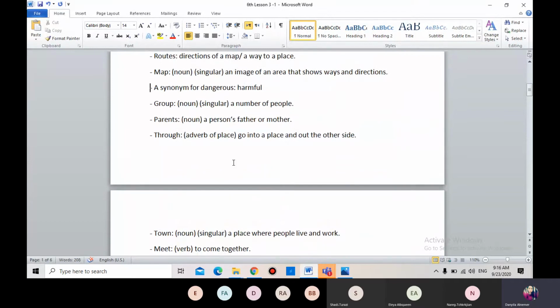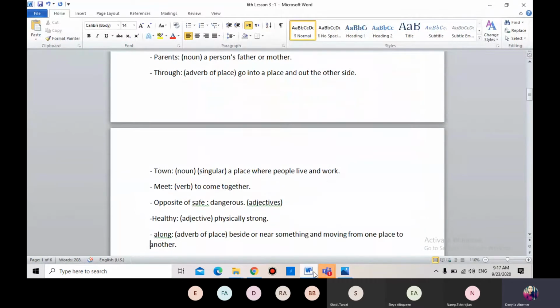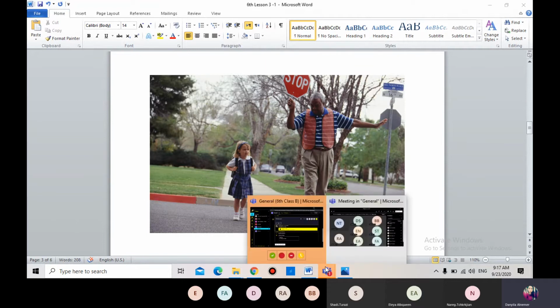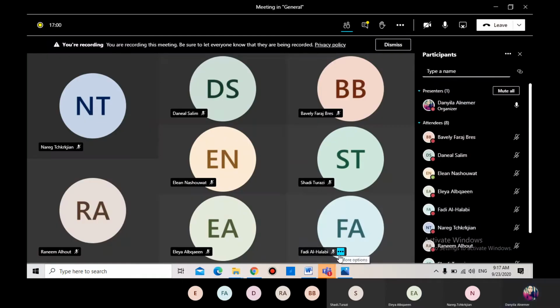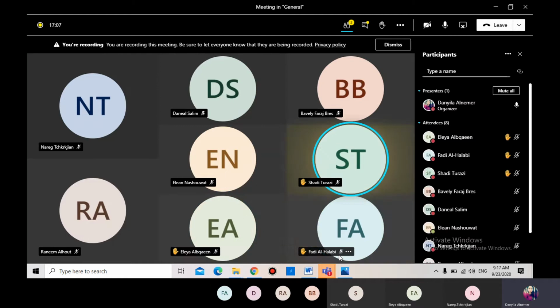Then we have a synonym for dangerous, harmful. What do you think? Crossing the street as a kid, as a child. Here we have this little girl crossing the street by herself. If she was by herself and this man did not help her, is it safe or dangerous? Raise your hand. Is it safe or dangerous for the girl to cross the street by herself?